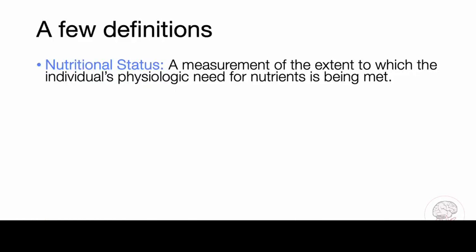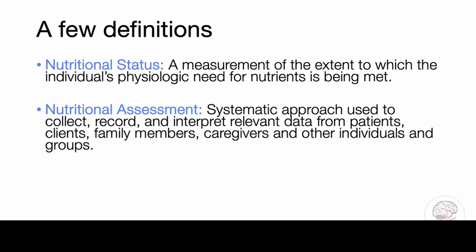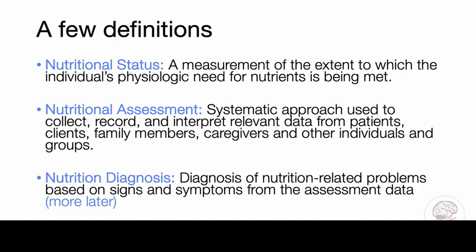So a couple of definitions. The first is nutritional status. This is a measurement of the extent to which the individual's physiologic need for nutrients is being met. We then have a nutritional assessment. This is a systematic approach used to collect, record, and interpret relevant data from patients, clients, family members, caregivers, and other individual groups. And finally, our diagnosis. The diagnosis of a nutrition-related problem.